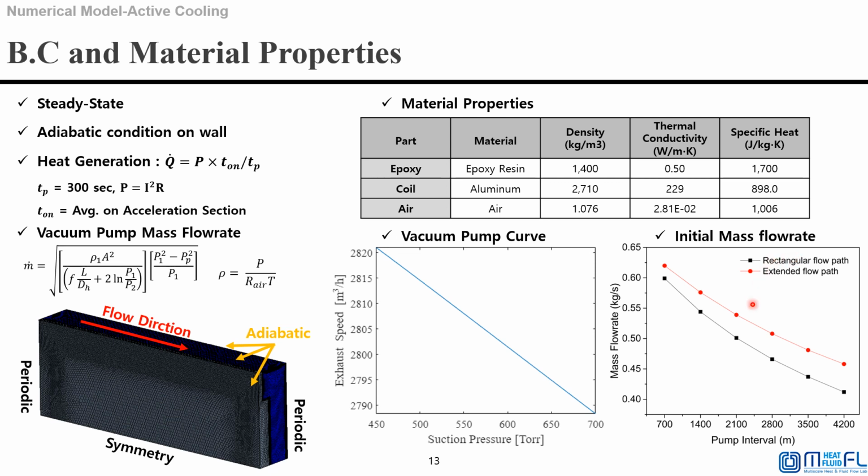And we explored 6 different cases of vacuum pump interval, ranging from 700 meters to 4,200 meters. Per each case, we calculate the mass flow rate, considering the vacuum pump curve and ideal gas law, and utilize them as initial value for periodic boundary condition.